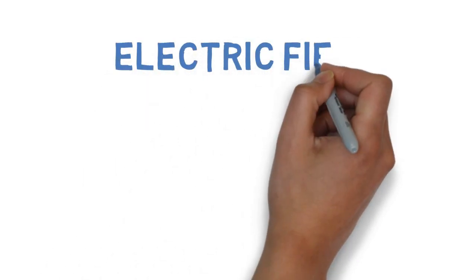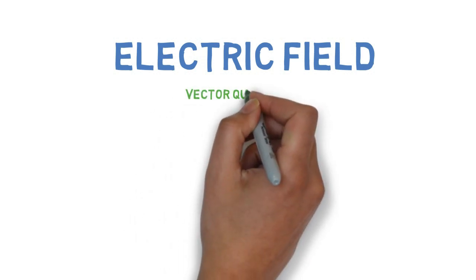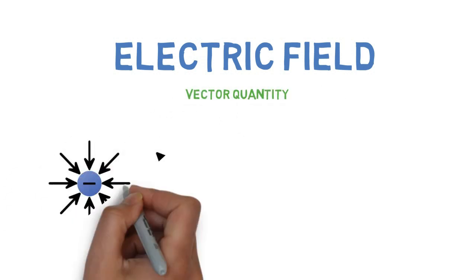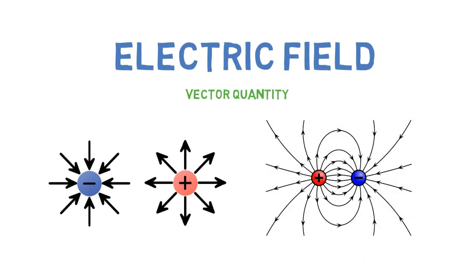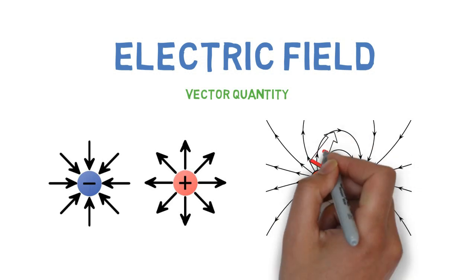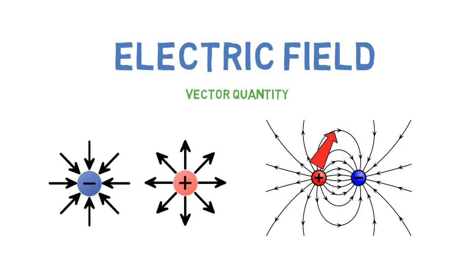Definition of electric field. The electric field, with vector on top, is a vector quantity that exists at every point in space. The electric field at a location indicates the force that would act on a unit positive test charge if placed at that location. The electric field direction points straight away from a positive point charge, and straight at a negative point charge.